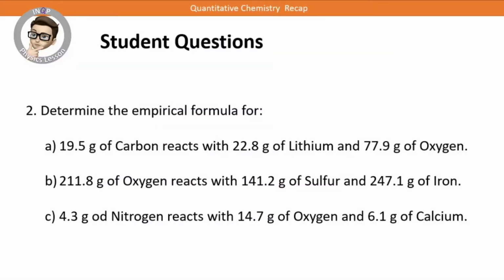Okay, so your 3 questions that I'd like to have a go at are to determine the empirical formula for, question A, 19.5 grams of carbon reacting with 22.8 grams of lithium and 77.9 grams of oxygen. B, 211.8 grams of oxygen reacting with 141.2 grams of sulfur and 247.1 grams of iron. And question C, 4.3 grams of nitrogen reacting with 14.7 grams of oxygen and 6.1 grams of calcium. So pause the YouTube video here and carry on once you're ready for the answers.